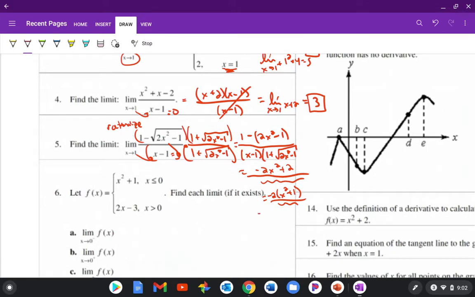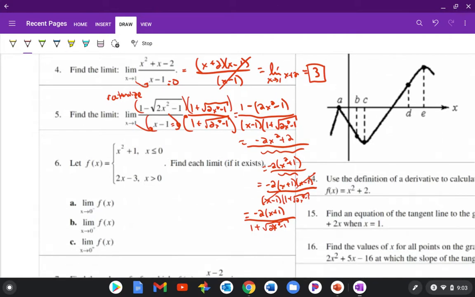We then can factor the top into x plus 1 and x minus 1 over, now let's go ahead and write the bottom again, x minus 1 times 1 plus the square root of 2x squared minus 1. And then you can see the x minus 1 and the x minus 1 cancel. So then what we're left with is negative 2 times x plus 1 over 1 plus the square root of 2x squared minus 1.